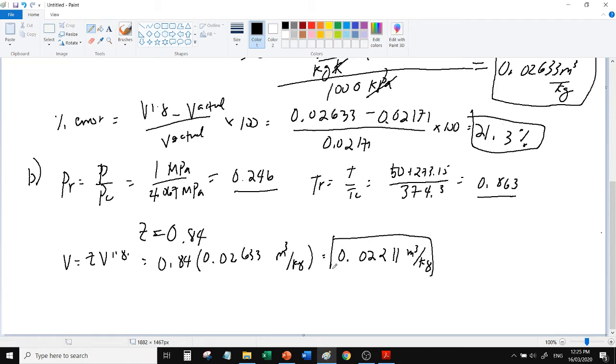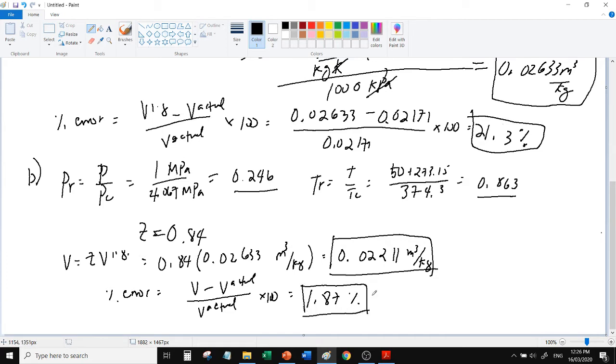So, now let's check the percent error. Okay, the percent error is V from the compressibility chart minus V actual from experimental data, which is the most accurate, diba, over V actual times 100. What you will get there, substituting the values, the percent error is only about 1.87%. So, comparing with the percent error na 21.3% na ideal gas, when you use the compressibility chart, mas accurate siya. So, mas predict niya yung behavior ng real gas. Okay. Kasi ang laki ng 21%, diba? As compared to 1.87%.